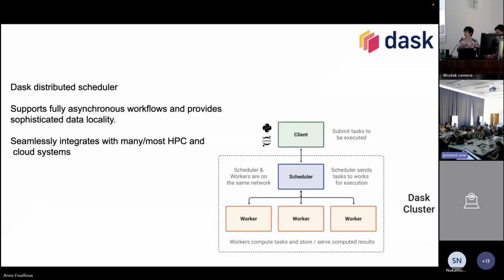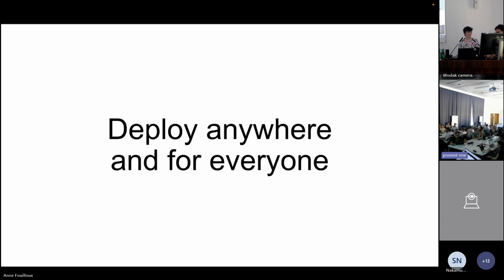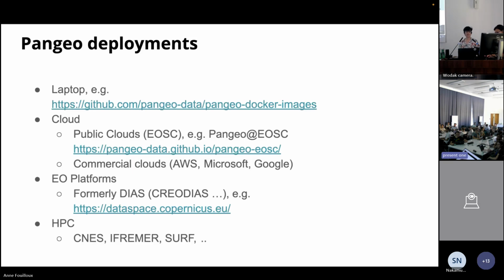And you can do this on the cloud and on the HPC, and the code itself is the same. You only have to change very little in your code. So the idea is to be able to deploy it anywhere and for everyone. What does it mean? You can have it on a laptop, and the PanGEO community maintains a set of Docker images, also a computational environment, with all the packages we think are relevant for this community. Sometimes you can say, yeah, but my package is not there. You can make a pull request and it can be added.